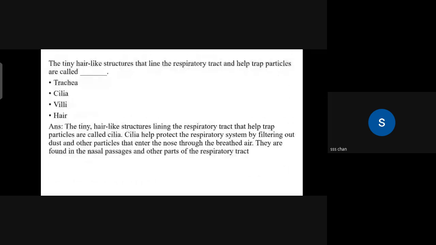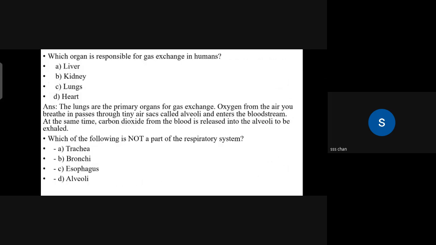We have the villi. The villi is actually part of the digestive system. It's present in the small intestine, responsible for absorption of nutrients. So then your hair, and so the correct answer is your cilia.